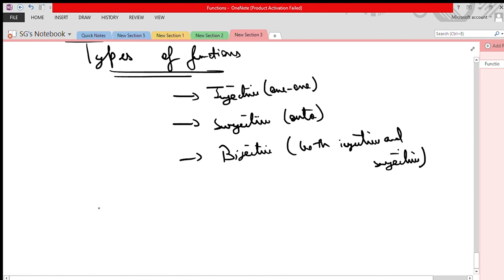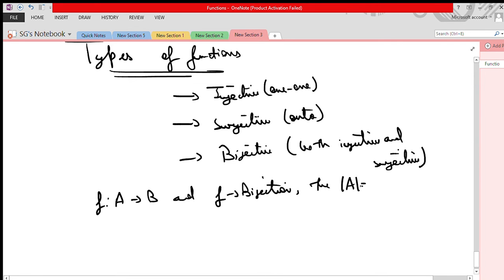Moreover, if there is a function f which maps A to B and f is a bijective function, also called simply a bijection, then the order of A will be equal to the order of B. The order of a set defines the number of elements in the set. Clear? This portion is clear, I guess.